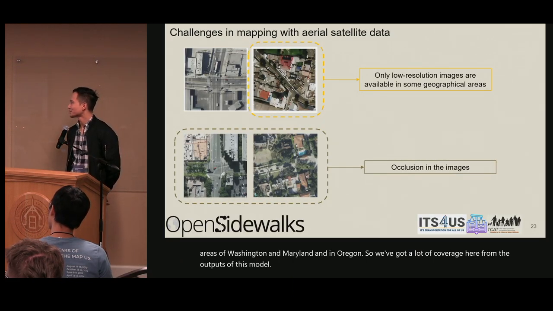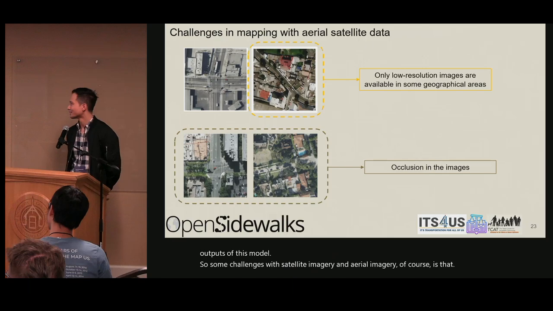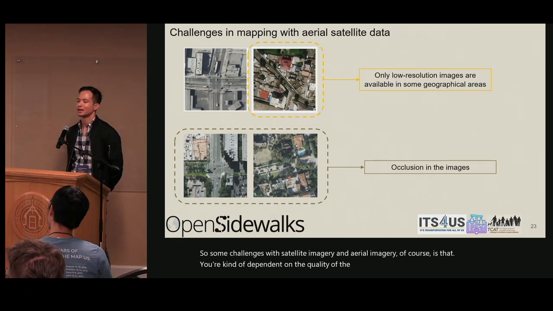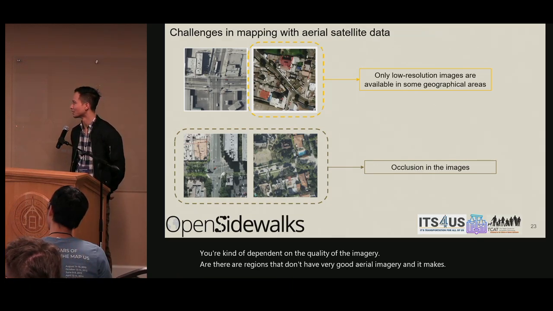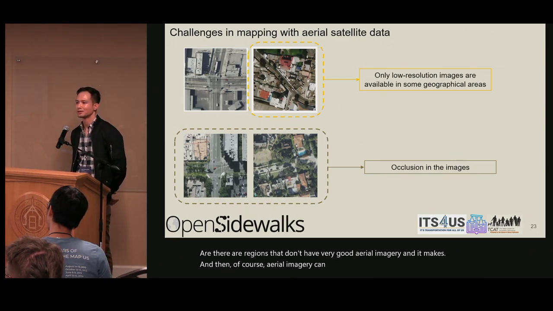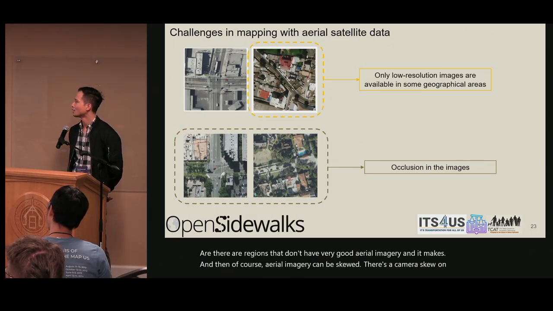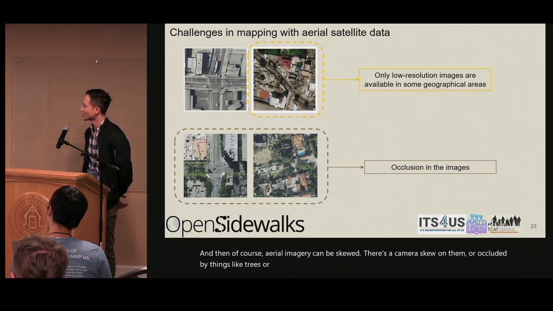So some challenges with satellite imagery and aerial imagery, of course, is that you're kind of dependent on the quality of the imagery. There are regions that don't have very good aerial imagery, and it makes it hard to predict where the sidewalks are from that. And then, of course, aerial imagery can be skewed. There's a camera skew on them, or they're occluded by things like trees or buildings. And those are some challenges that we need to work through to make this more flexible.